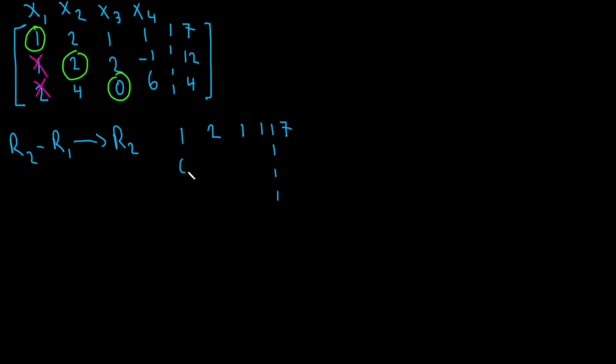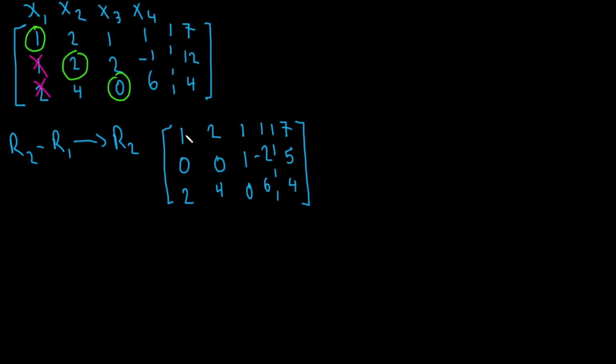So 1 minus 1 is 0, just like we wanted. 2 minus 2 is 0. 2 minus 1 is 1, and minus 1 is minus 2. 12 minus 7 is 5, and the third row stays the same. So 2, 4, 0, 6, 4. Cool. So now we can move on to eliminating the 2 in this column.